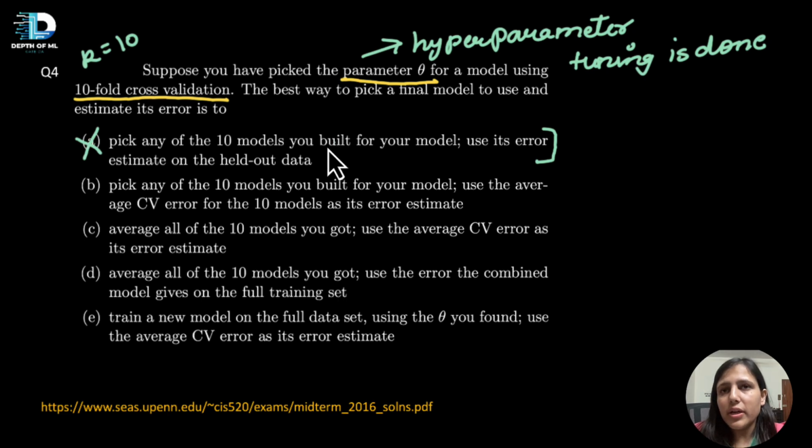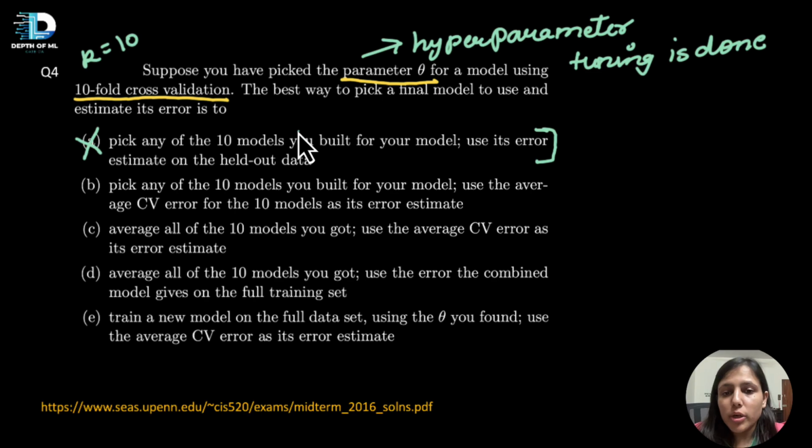Because if we pick any one model, it might or might not give us the correct estimate. In CV, what we do is we take the average of those errors, right? So we should not pick any of the models. Let's look at the next statement.